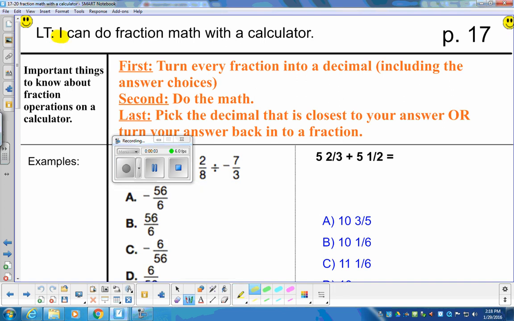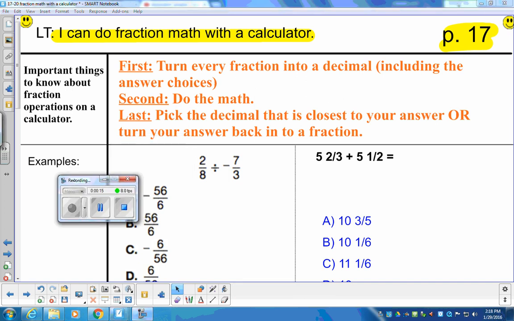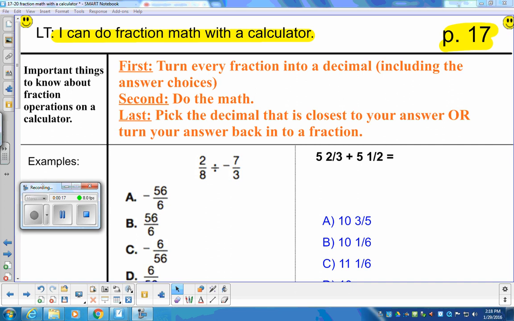Hey, seventh grade. So our learning target today is I can do fraction math with a calculator. Basically, how could you take a problem, get it all entered in your calculator and get an answer? Basically, how could you survive a test? That's what we're going to talk about today. Just a testing situation or just needing an answer when dealing with fractions.